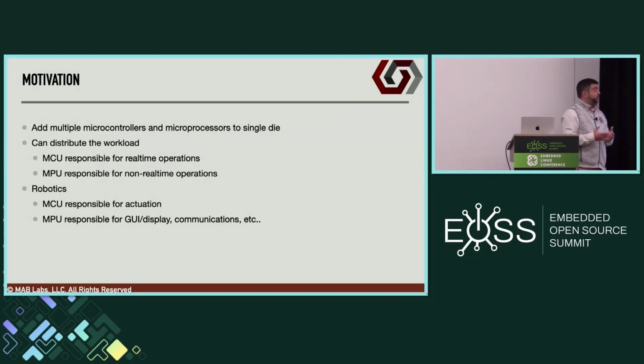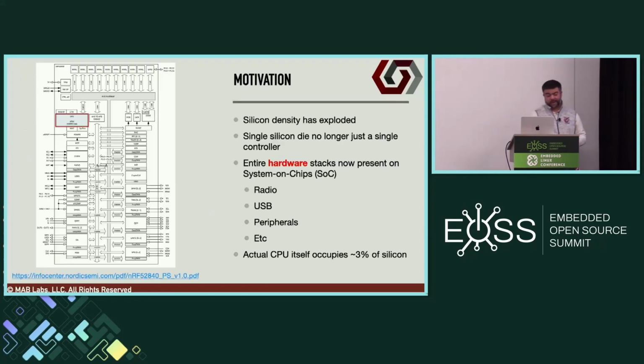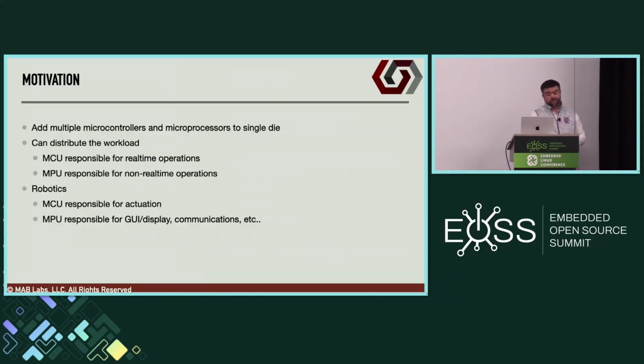As an extension to that, a lot more silicon vendors are now adding microcontrollers and microprocessors onto a single die. So you have different peripherals on the die itself, but now you're also adding multiple cores and multiple controllers on the SoC. The advantage of that is we can distribute the workload of our application across the different microcontrollers and even multiple MPUs as well.